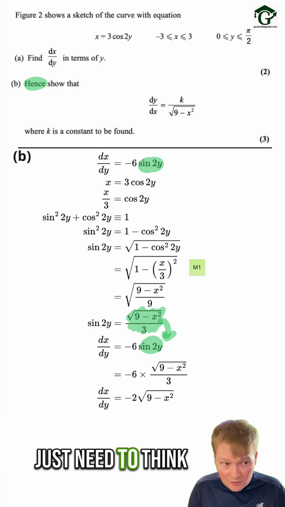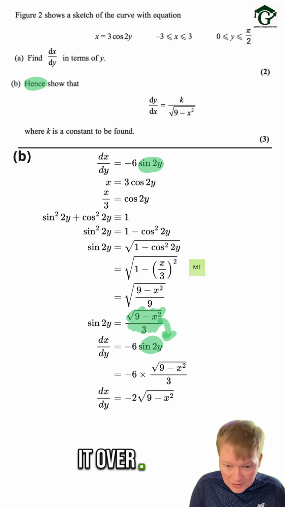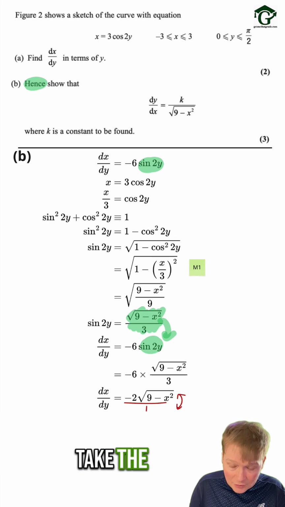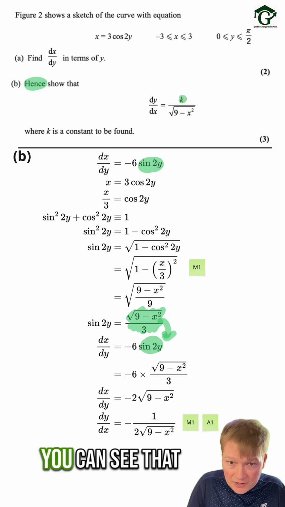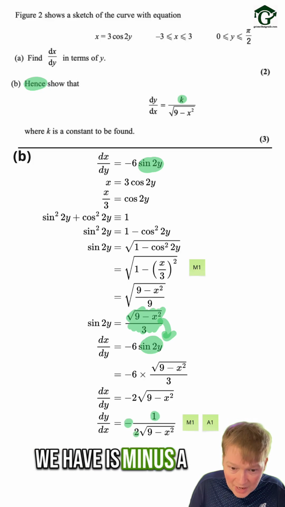So we just need to think of this as a fraction and flip it over. A fraction over 1, flip that over, i.e. take the reciprocal, and we'll end up with the final answer here for 2 marks. So hopefully you can see that the k value that we have is minus a half.